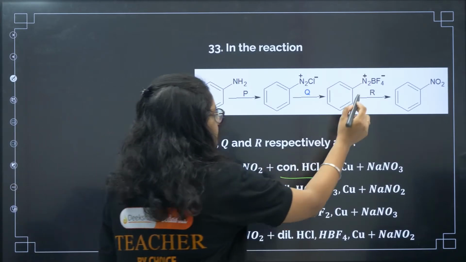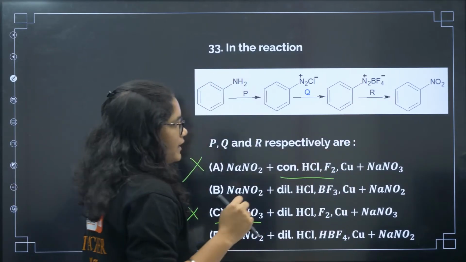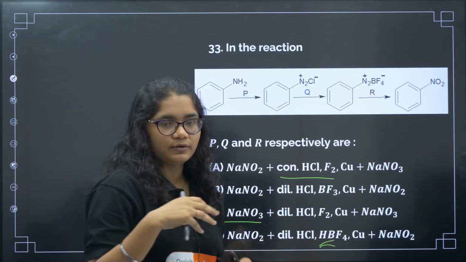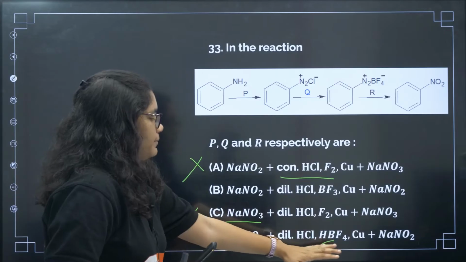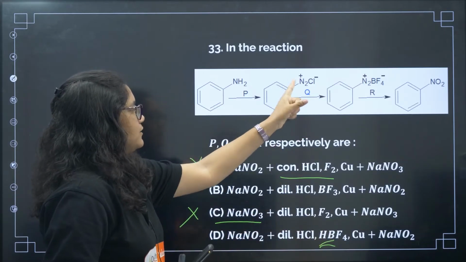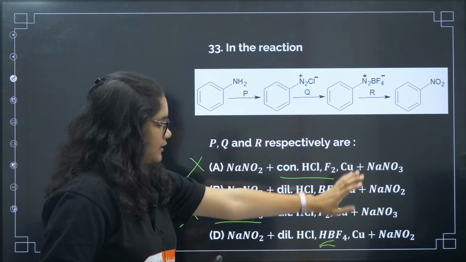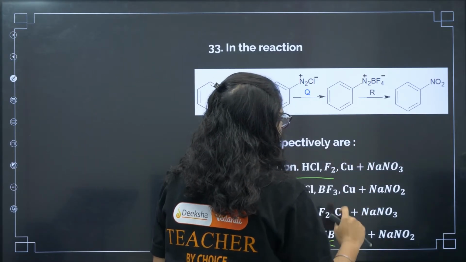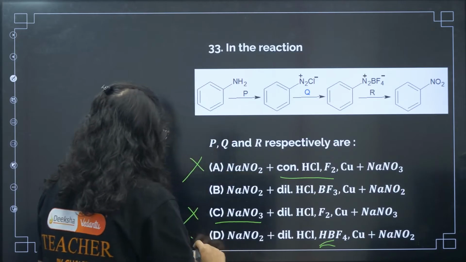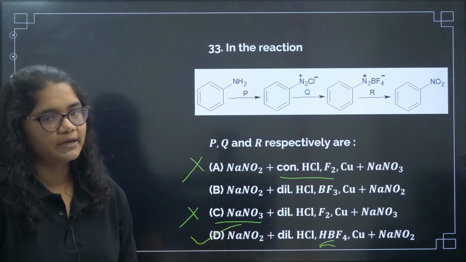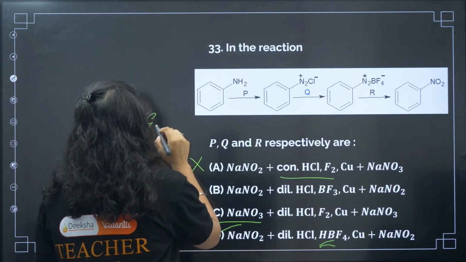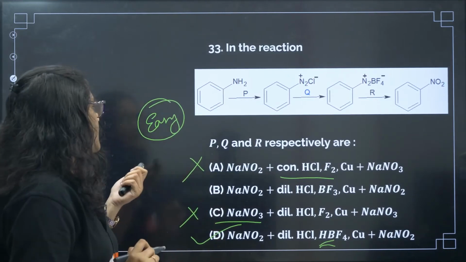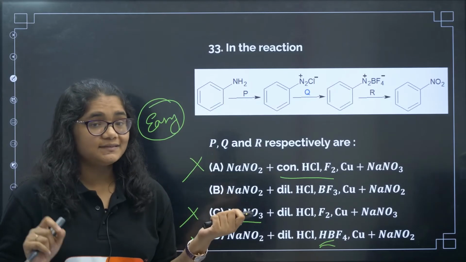Next you see BF4− is coming, right? So this can come if you treat it with HBF4. If you treat with HBF4, BF4− ions are produced, and that replaces the Cl− ions. So here the correct answer is this one. Now here Sandmeyer reaction, copper with NaNO2 will get NO2. So the correct answer for this question is option number D. Again, I'll mark this question as an easy question because it is directly reaction based. Okay, and all these reactions are there in your NCERT book.